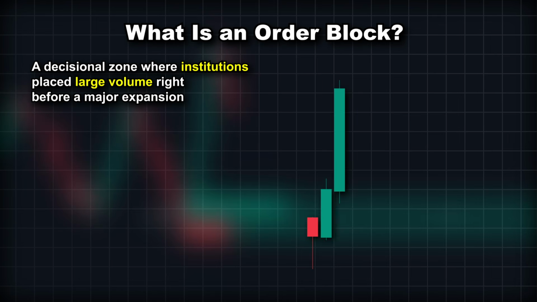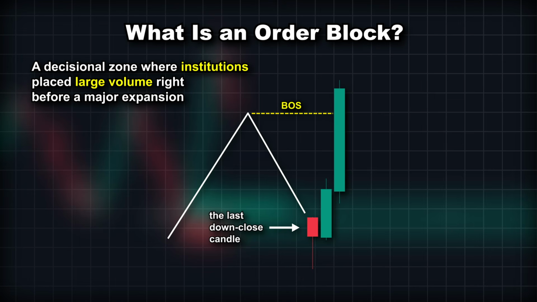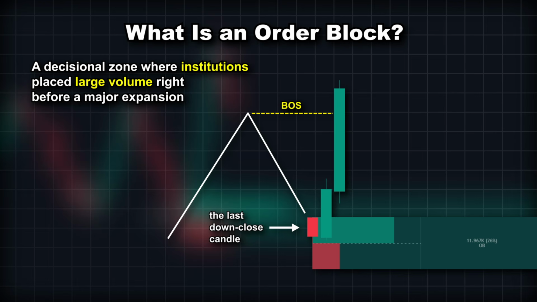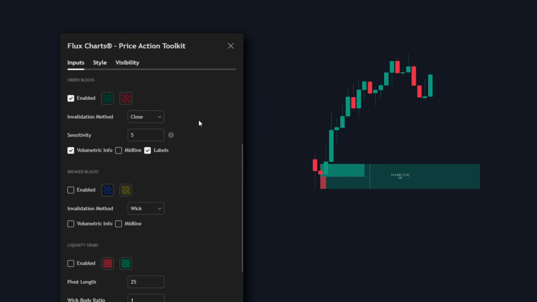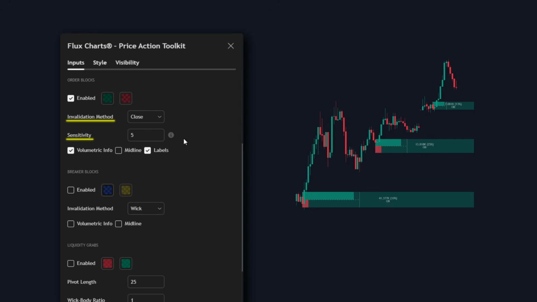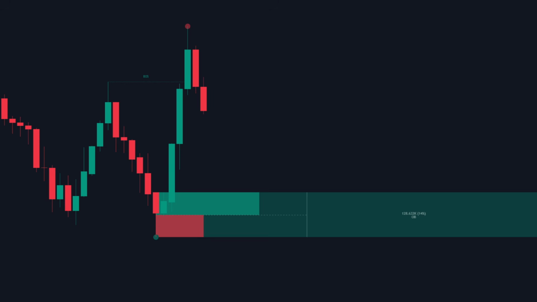In a bullish setup, the order block is the last down close candle right before the bullish leg that broke structure. Flux Charts plots them automatically once you enable the order block option in the settings. Two settings worth knowing: the invalidation method, close or wick, depending on how strict you want to be about when the zone is broken, and sensitivity, which lets you filter out smaller order blocks if you only want to trade major displacements. Now you wait.